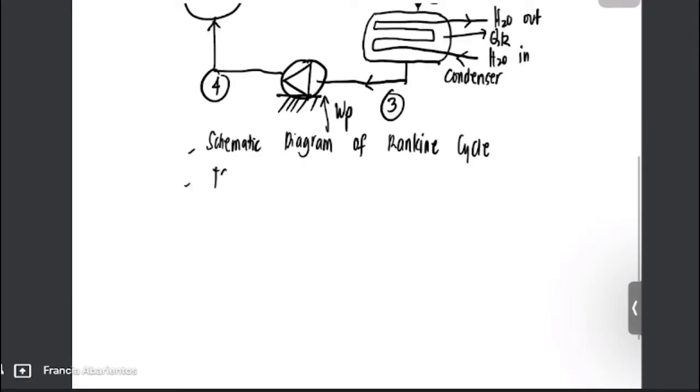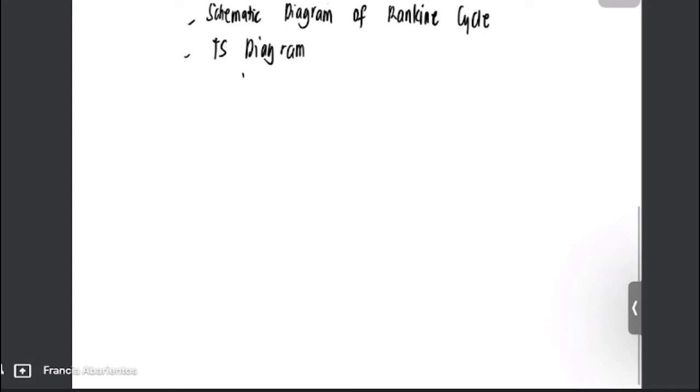Also, if we have the schematic, you will draw the TS diagram. Masyado ba mabilis si ma'am? Kasi 9:30 lang. Hanggang 9:30 lang.